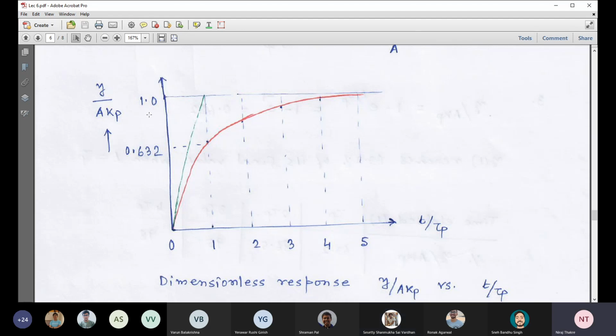See, we can get the ultimate value of the response if we consider time t tends to infinity. If we consider time t tends to infinity, then we get the ultimate value of the response. It is like the final value theorem. Recall the final value theorem we discussed during our Laplace transform. So that is the way to get this maximum value 1. Now, what is the answer for this?